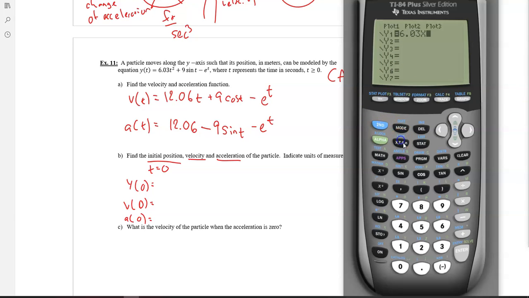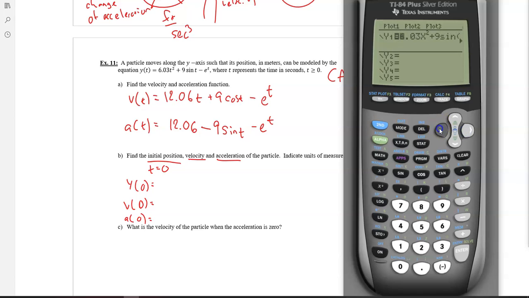So I'm going to type in my function here: 6.03 x squared for t squared, right? Plus 9 sine of x, minus e to the x, and put an x in there, like so. Oh, my pretty print's gone now. That's right, I'm going to change it back to math print. There we go. Okay, like so. There's our function.